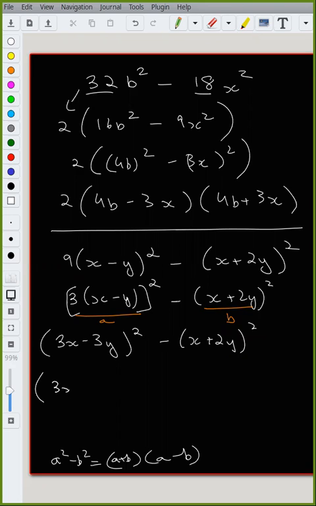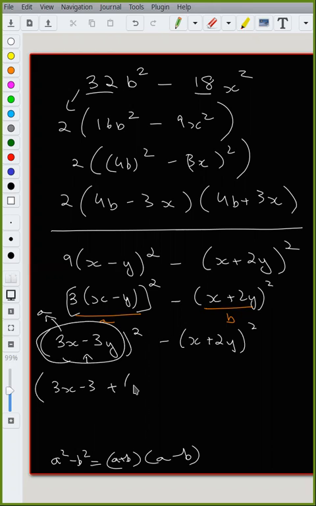3x minus 3x plus 3y into 3x minus 3y. How plus? There's a minus here. This entire term is a. This is why I wrote a here. Remember, see this? I wrote a here. So this entire term is a. So I keep it like that.